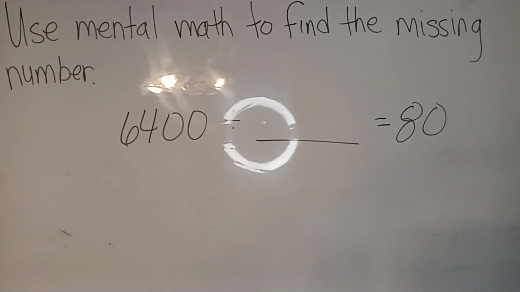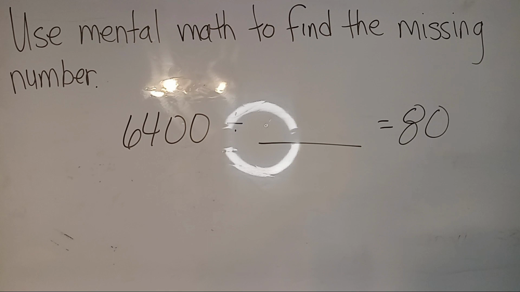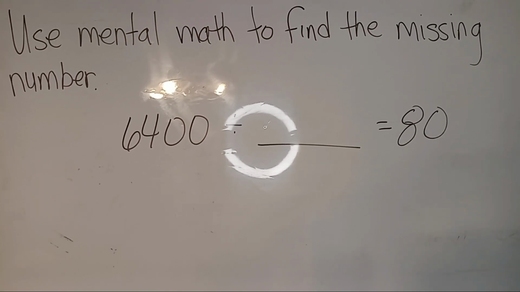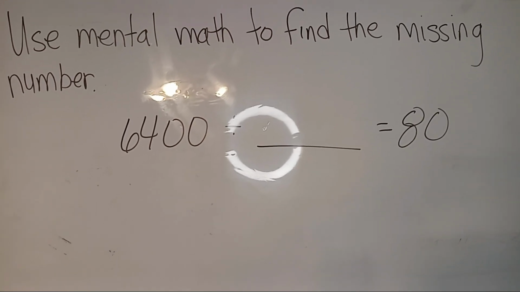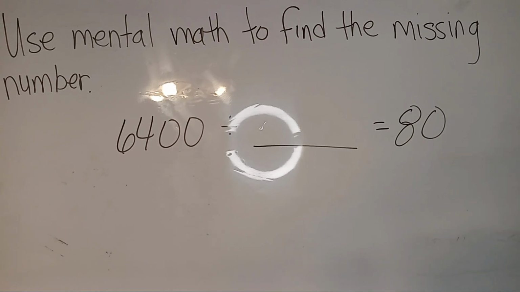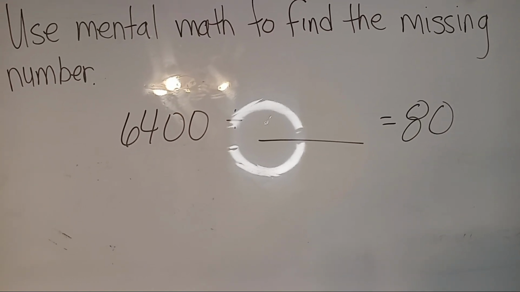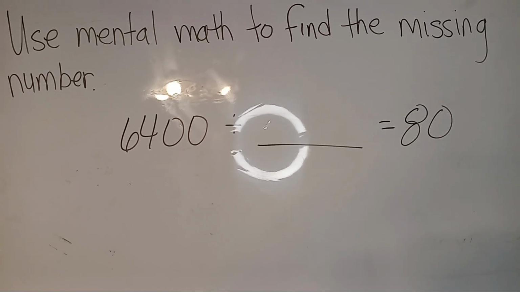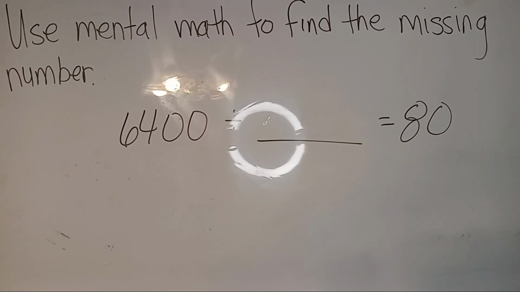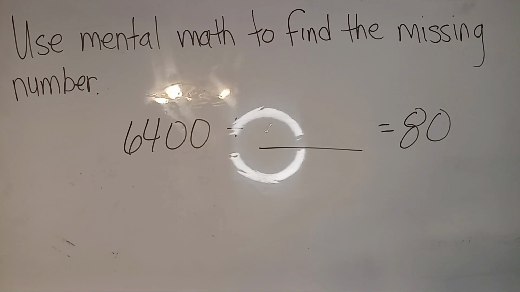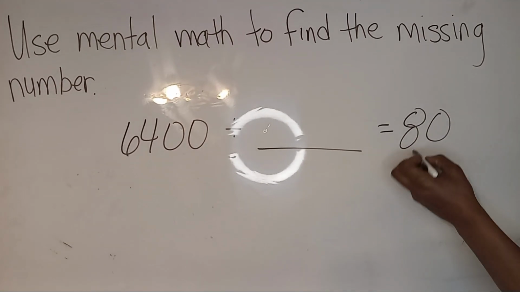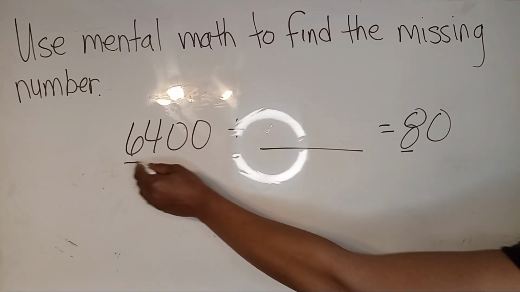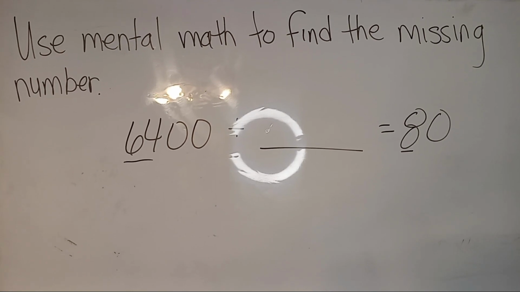All right, so now for our last and final problem for today. Again, we're using that mental math, guys and gals. And we have 6,400 divided by a missing number equals 80. So either way it's set up, you still want to look at it the same exact way. You want to focus on the 8 and the 64 out of this problem.